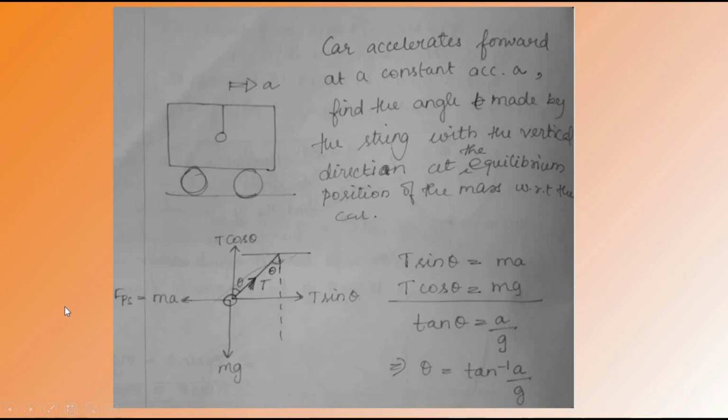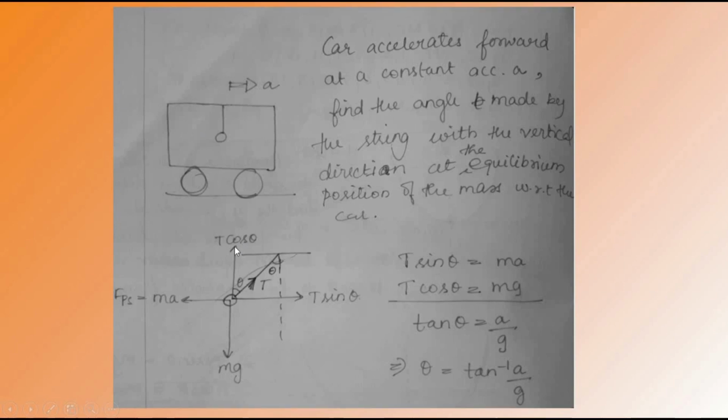To understand the pseudo force concept, let's solve a small sum. A car accelerates forward at a constant acceleration A. Find the angle made by the string with the vertical direction at equilibrium position of the mass with respect to the car. Now, when will this pendulum be at equilibrium with respect to the car? For that, we need to sit inside the car and look at the pendulum. When the car starts accelerating, the pendulum will slowly move back, and after some time, a person sitting inside the car will not see it move further. It will stay there for some time until the car is accelerated down again.